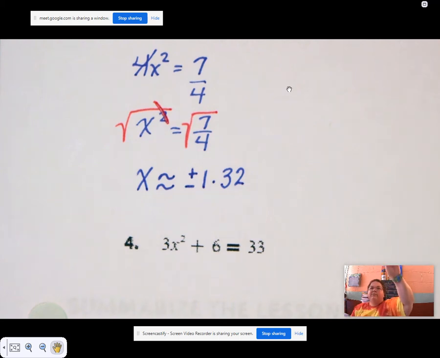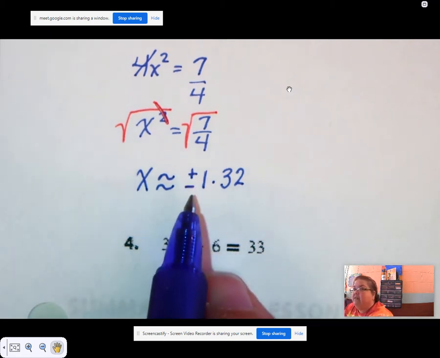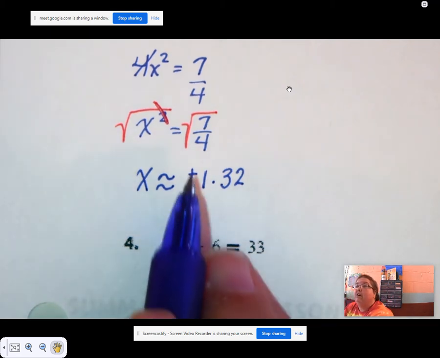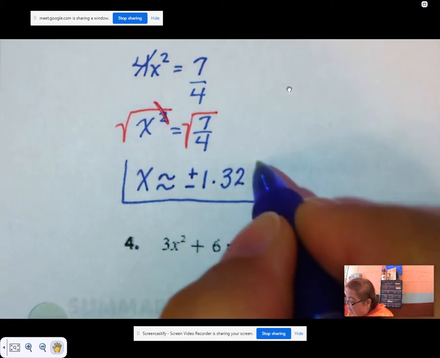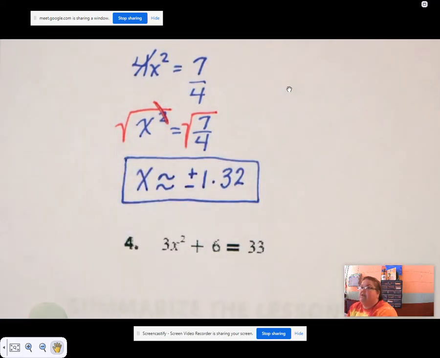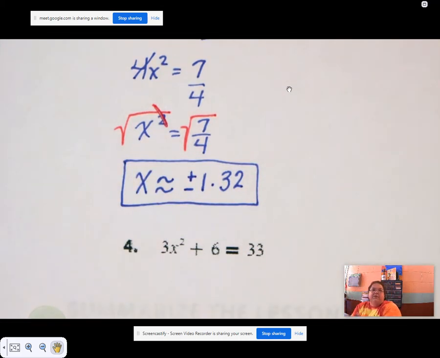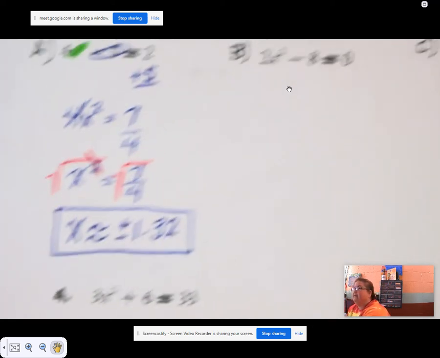Because a positive times a positive is going to give me that positive answer, yes? A negative times a negative is going to give me that positive answer. So if you don't put both of these, it's wrong. You must include both answers, okay? And that's the short way of writing that instead of writing them separately. I don't need you to write x is approximately positive and x is, just put it together, but put that plus or minus in front of it, okay? Questions about that?